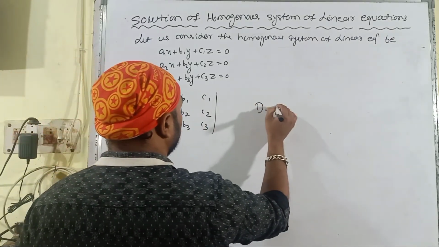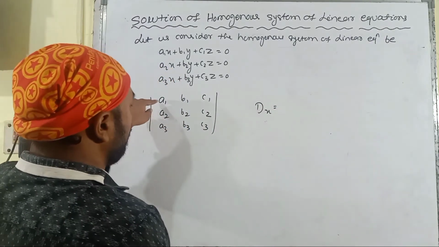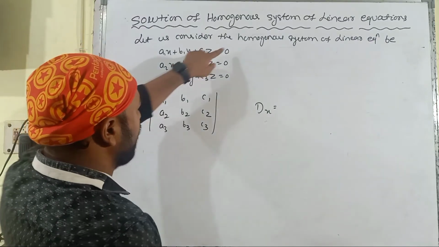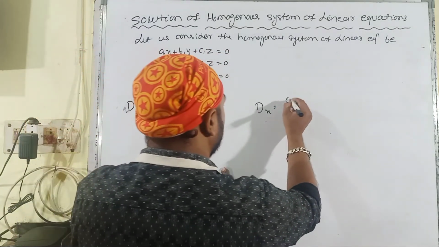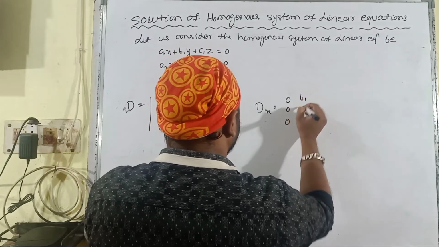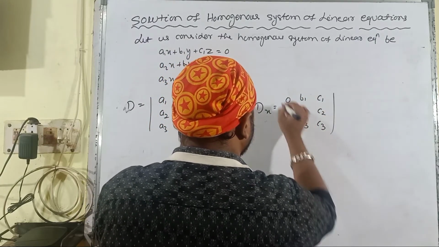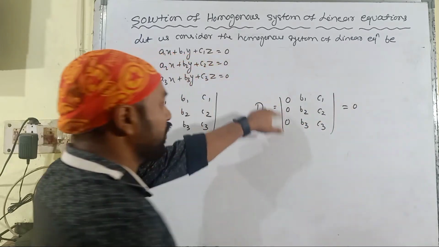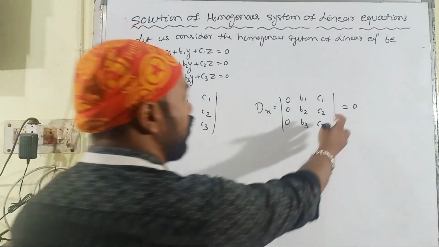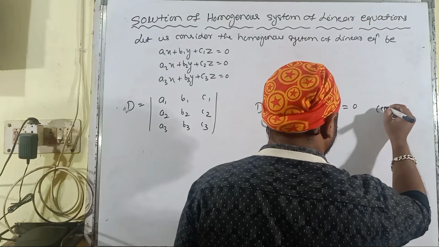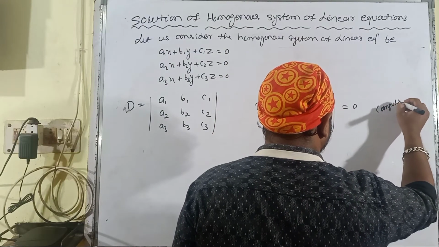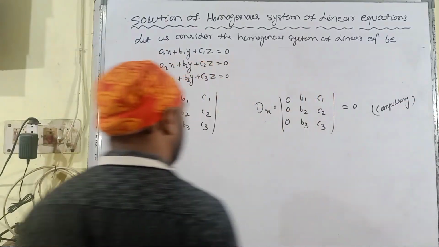Dx is equal to, in place of the coefficient of x variable, we have to put the constants here, and these are 0. So 0, 0, 0, B1, B2, B3, C1, C2, C3, and this value is equal to 0, as all the elements of the first column are 0. It is compulsory in case of a homogeneous system of linear equations.